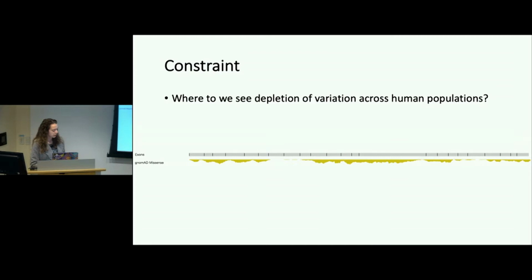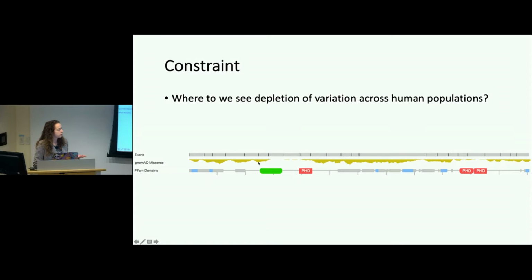These are the density of missense variants along this gene, and you can see there's some variability to that. And there's these two regions here and maybe over here where there just doesn't seem to be a lot of missense variation. Often when you overlay what's actually going on with the protein there, you'll see that these are important domains that have higher conservation, and that's why we're seeing more constraint, less variation within those regions within the human population. So this is just to illustrate the idea.